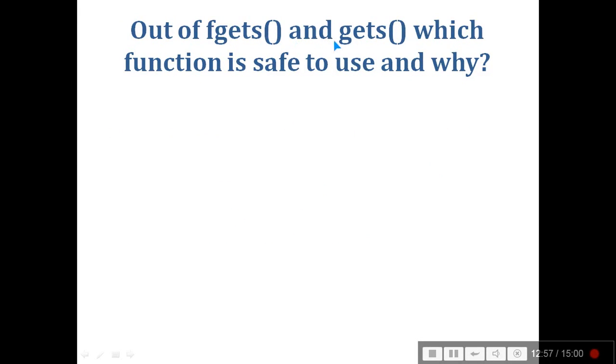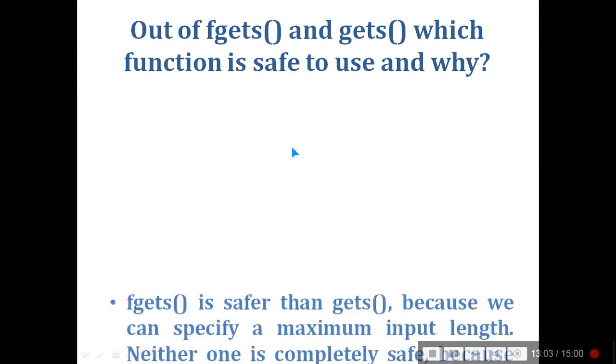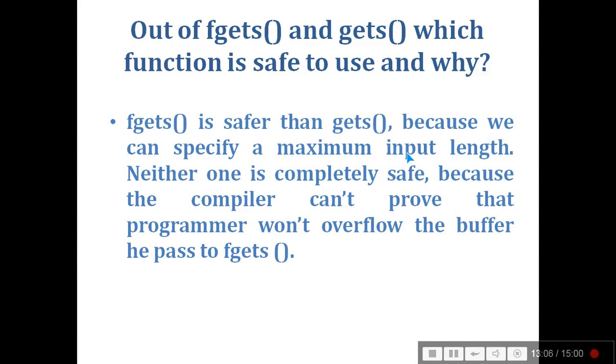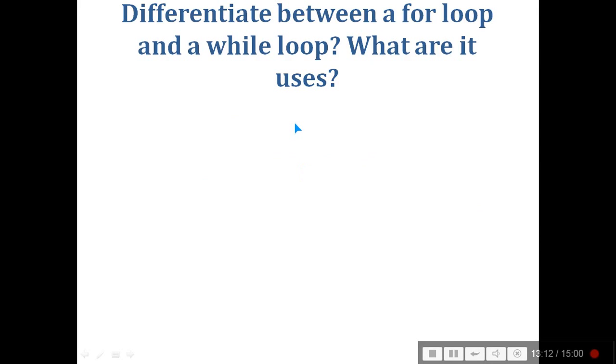Out of gets and fgets, which function is safe? Actually, both are not safe, but if one is asked, then fgets, because you can input a maximum length, but if the user enters more, then you cannot help it. Differentiate between for loop, do while, and while. The only answer is that if you are aware in advance how many times the loop is going to run, then you use for, otherwise use while or do while.